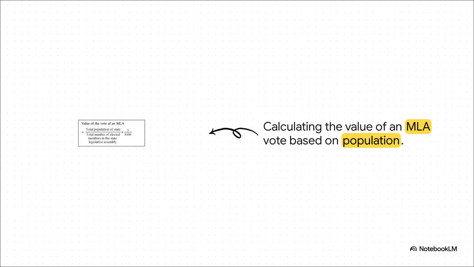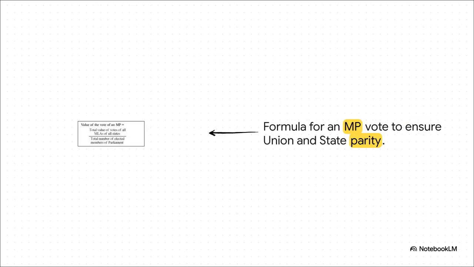But then, how do you balance the collective power of all those states with the power of the central parliament? Well, here is the formula for the MPs. The value of a member of parliament's vote is figured out by taking the total combined value of the votes of all the MLAs from every single state and dividing it by the total number of elected members of parliament. It's just a deeply elegant piece of constitutional math that guarantees perfect parity between the combined states and the union parliament.